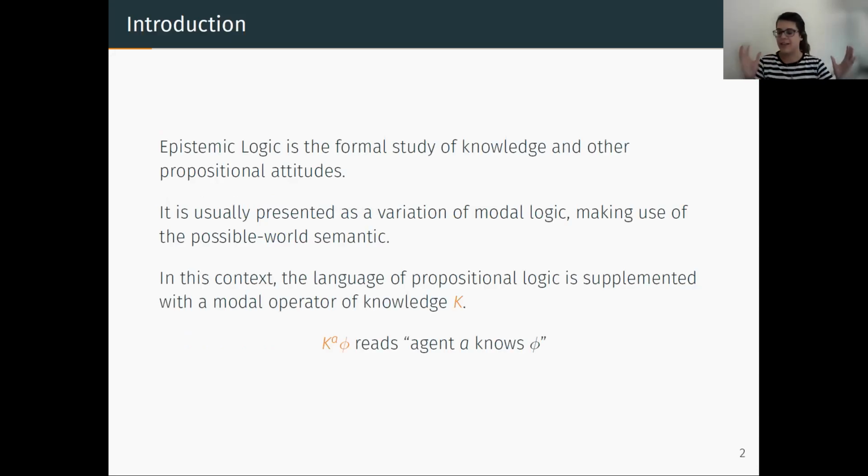Just as a general introduction, I'm pretty sure most of you know what I'm talking about, but just in case, when we talk about epistemic logic, we talk about the formal study of knowledge and other propositional attitudes. This is usually presented as a variation of modal logic, making use of the possible world semantics that we have for modal logic. In this context, we supplement the language of propositional logic with a modal operator of knowledge K, where K_A phi is read as agent A knows phi.